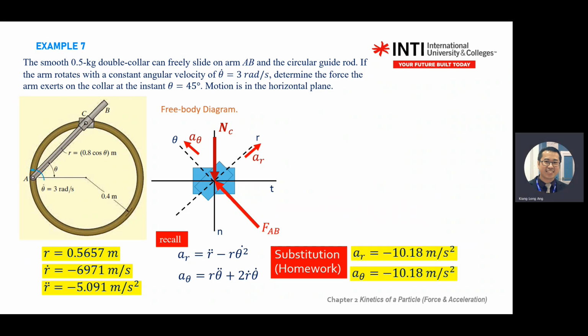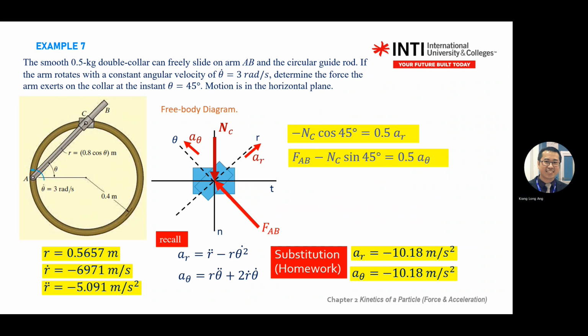Okay, you substitute, you get the answer. Then once you get your AR, you substitute inside the previous equation, you get your NC, right? Then you get your A theta, substitute here, you get your FAB.